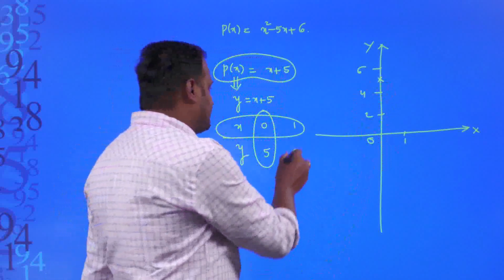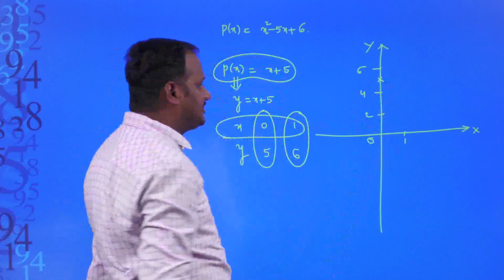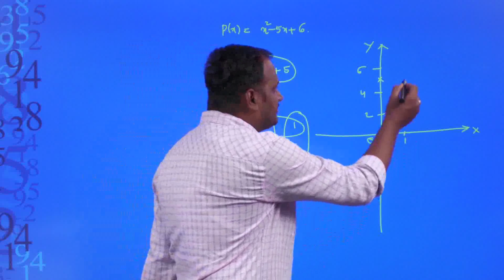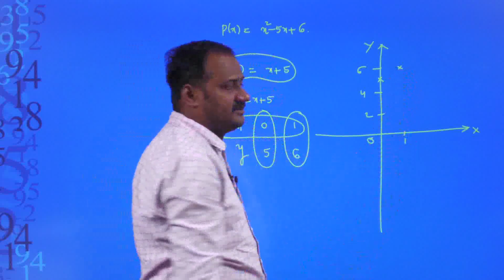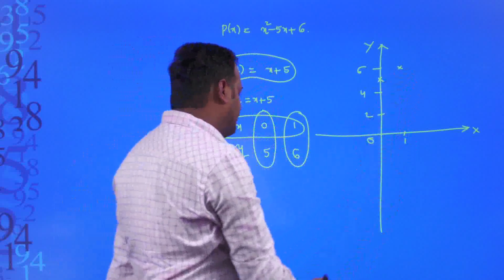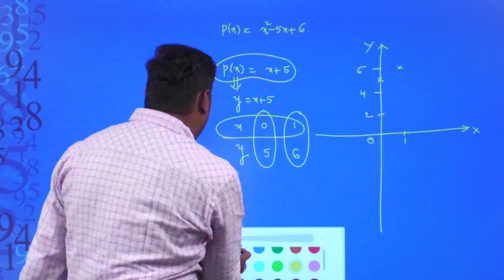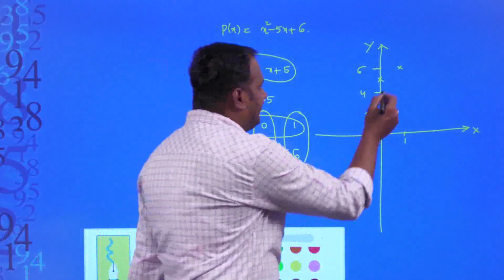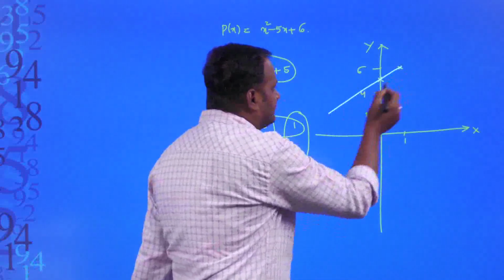Okay. When x is equal to 1, y is equal to 6. So this is the point. You are aware of drawing this, right? And passing through these 2 points, you will have to draw a line. Okay. So if you draw a line, then it would be like this.